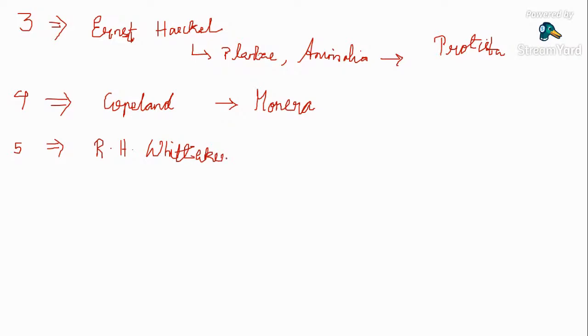In this entire chapter, we are going to learn in detail about R.H. Whittaker and his five kingdom system of classification. R.H. Whittaker proposed the five kingdom classification in 1969. Very important year, 1969. R.H. Whittaker proposed this five kingdom system of classification.